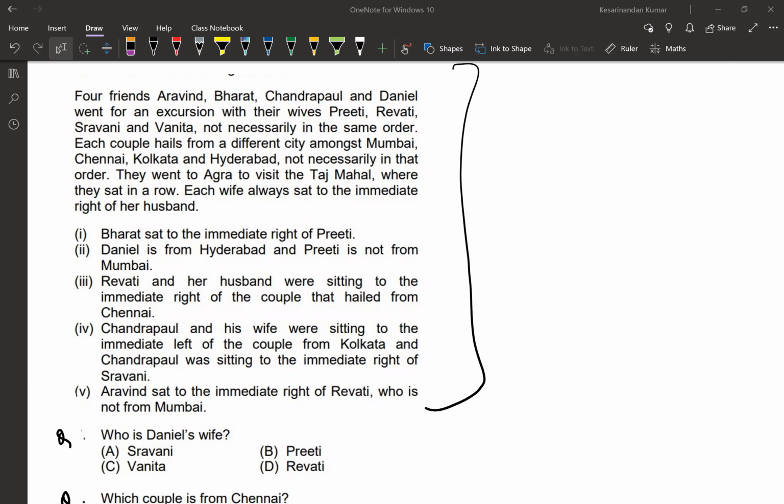Kesari, yes, go ahead. In the fifth fact it is written that Arvind sat to the immediate right of Revati, who is not from Mumbai. So, is "who" referring to Arvind or Revati? Revati. Okay. Yeah.